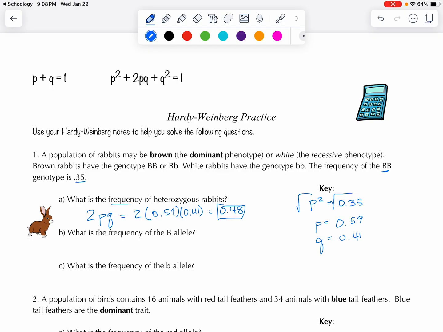What's the frequency of the B allele? Well, the B allele is p, so that's 0.59, because it's the capital B. What's the frequency of the lowercase b allele? That's going to be 0.41. That's q. Okay, that's the first one.